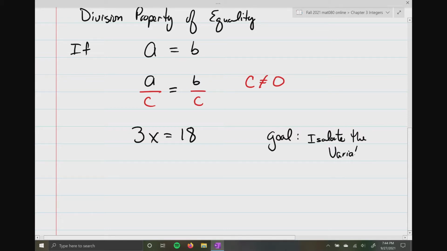And if I read that left-hand side, that is 3 times x. And since 3 is on the left and I want it on the opposite side, I'm going to do the opposite operation. The opposite operation of multiplication is division. So I'm going to divide both sides by 3.